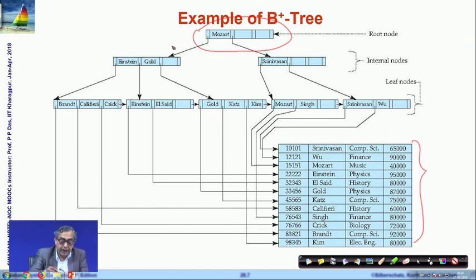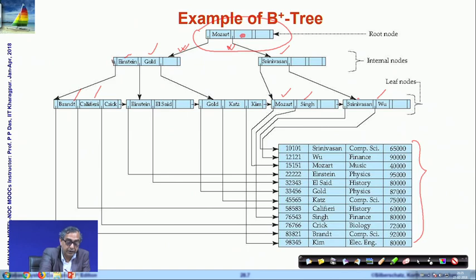As you can see, the link on the left of Mozart means all keys which are less than Mozart will be available on the link below. The link that exists here is for all keys which are greater than Mozart and less than, right now, there is nothing. Those will occur here. So, as you can see, Einstein, Gold, Brandt, all these will come on this link. Srinivasan, Singh, Wu, all these come on this side. Mozart itself comes on this side.